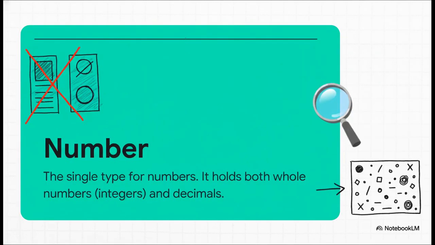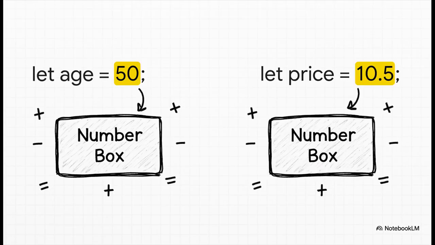All right, next up, our number box. Now, some other programming languages will actually make you use different boxes for whole numbers versus numbers with decimals. JavaScript, though, keeps things super simple. There's just one number box, and it can hold both. So convenient. For example, here we've got a variable age holding the whole number 50, and another one, price, holding the decimal 10.5. They both use the exact same number data type. And notice, no quotes needed here. That's because these are actual numbers we can do math with.